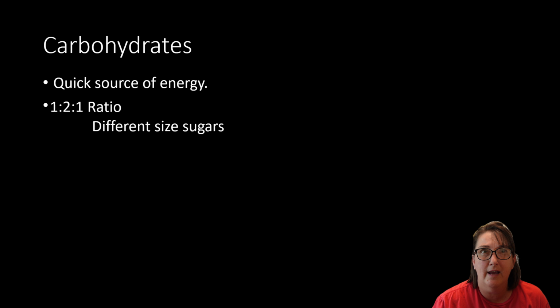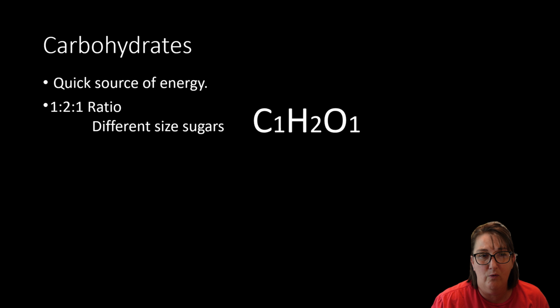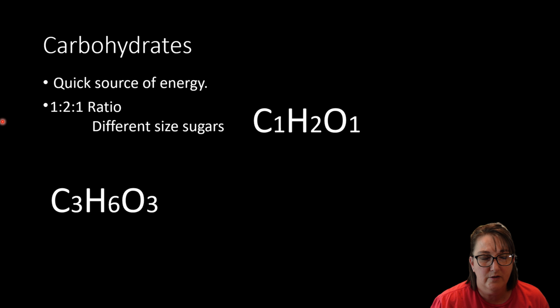You know you have a carbohydrate when you look at it and it's a 1-to-1 ratio. I can have different size sugars, but for example, glucose is C6H12O6. I have 1 to 2 to 1. My carbons and my oxygens will be the same number. My hydrogens will be double whatever those are. So carbons and hydrogens' partner oxygens will always be the same, carbons and oxygens will always be the same, and hydrogens will be double.